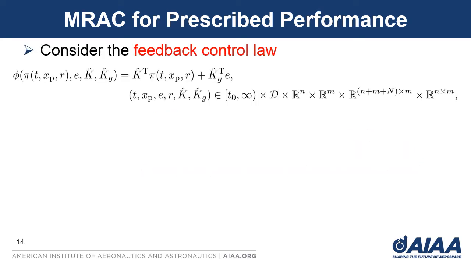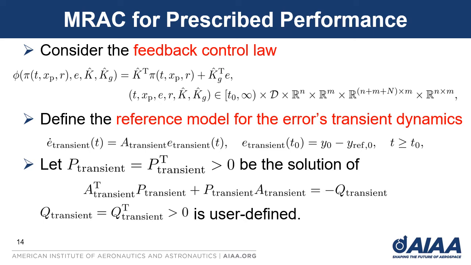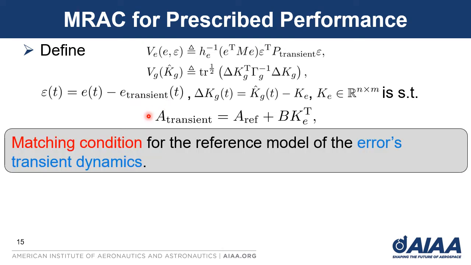We can consider the feedback control law, denoted by phi, and define the reference model for the error's transient dynamics. So now we can define a few quantities, most importantly, epsilon, which captures the difference between the trajectory tracking error and the reference model of the transient dynamics. The last equation is actually a matching condition for the reference model of the error's transient dynamics and is an additional condition on the user's choice of A_transient, which has to be a Hurwitz matrix.